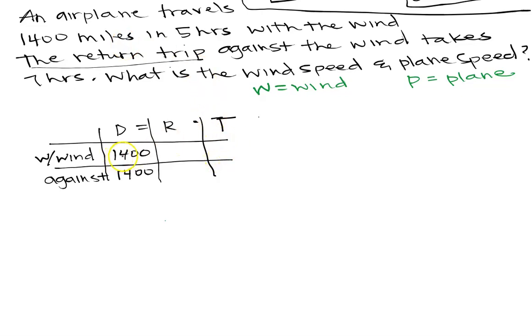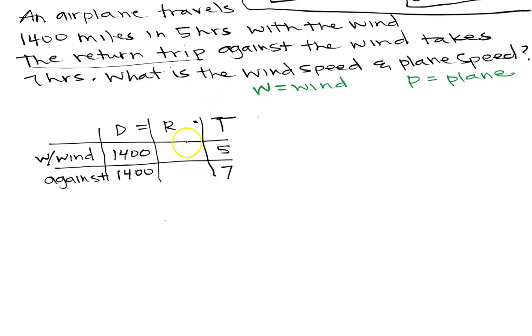So with the wind takes 5 hours and against the wind takes 7 hours. Think about this: if it's with the wind, then that plane is being pushed faster than what it's really going, and that's why it only takes 5 hours. If you're going against the wind, it's coming in the front of the plane and slowing it down. They also call that a headwind, because the plane has to work a little bit harder to go against the wind.